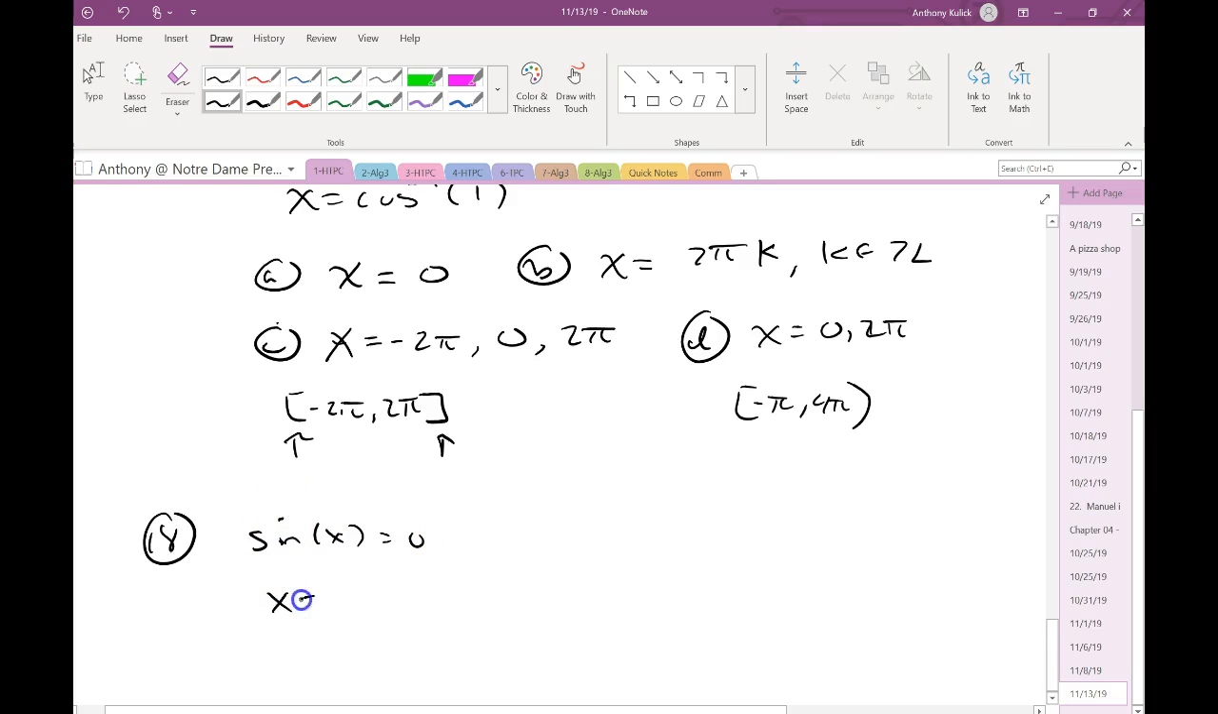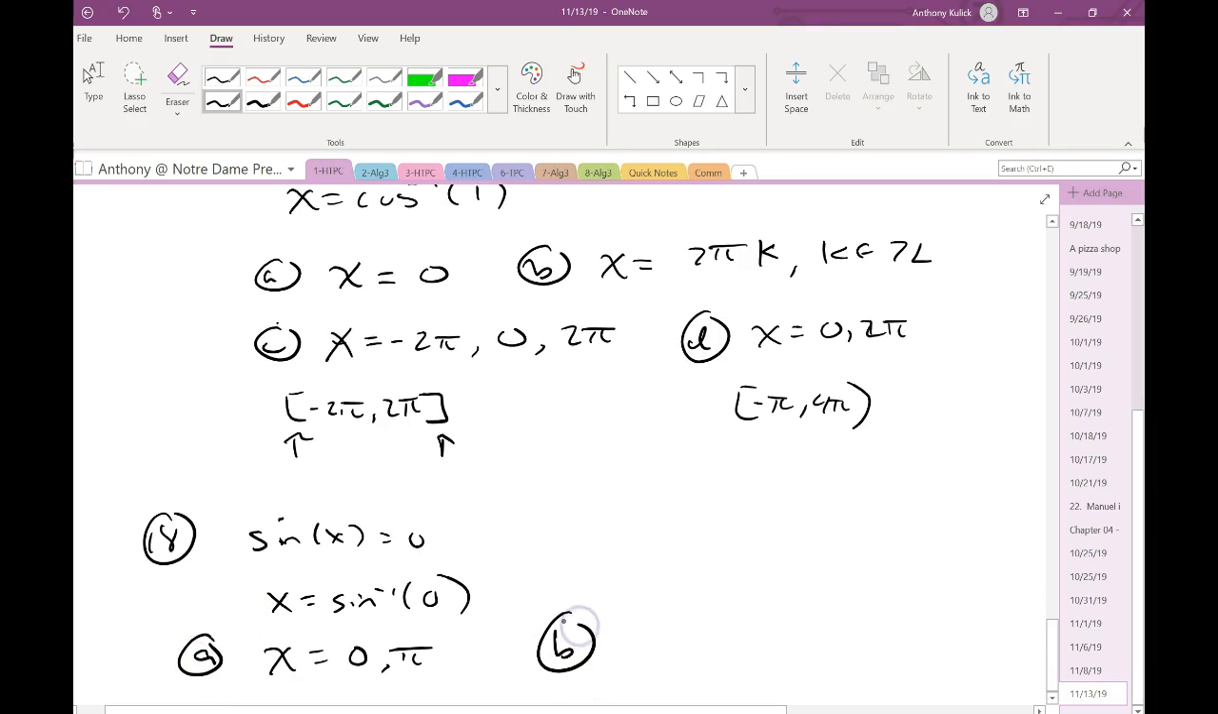So sine of x is equal to 0. So x is the sine inverse of 0. I'm going to go to my unit circle and look for places where the y coordinate is 0. That happens at 0 and pi. So that's my answer for A.